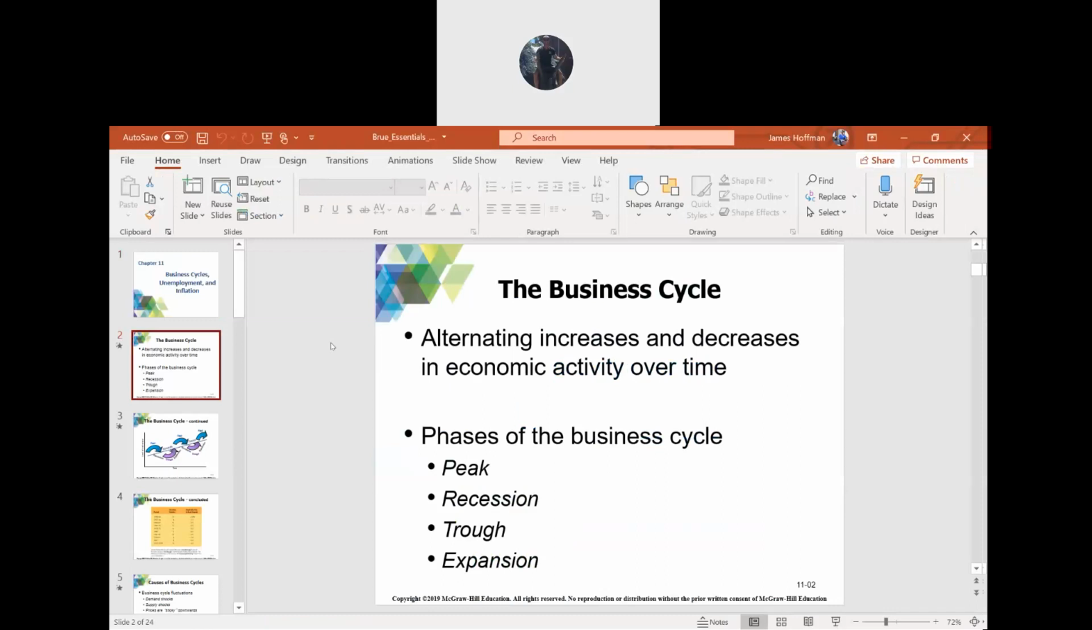Okay, and so the business cycle is alternating increases and decreases in economic activity over time. So you know what economic growth is. So when growth goes up and down around kind of a trend in a cycle, that's what we're calling here the business cycle. So there's four phases or terms of a business cycle: peak, recession, trough, and expansion. And those are clearly seen here in the next figure.